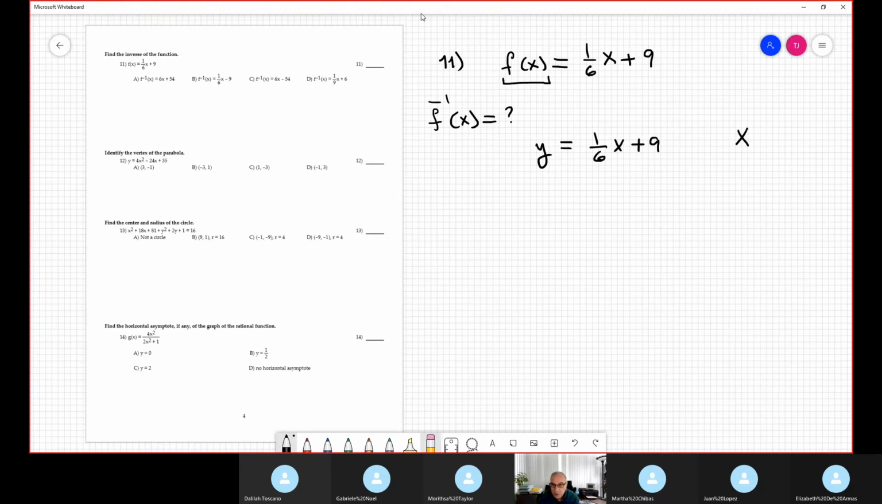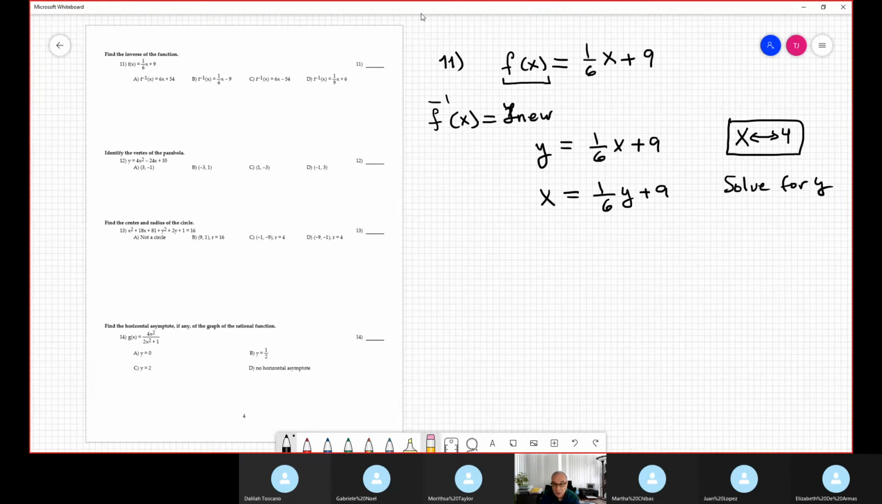Now the most important moment: you interchange x and y. Here, x is equal to 1 over 6 y plus 9. Now solve for y. This new y represents the inverse.